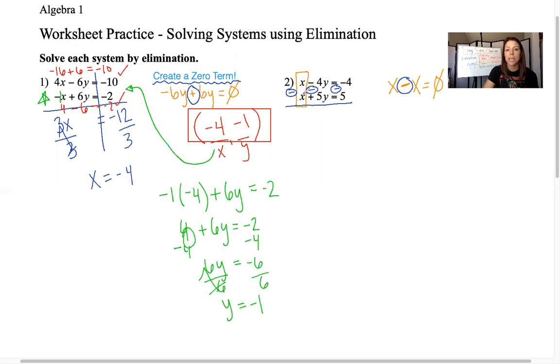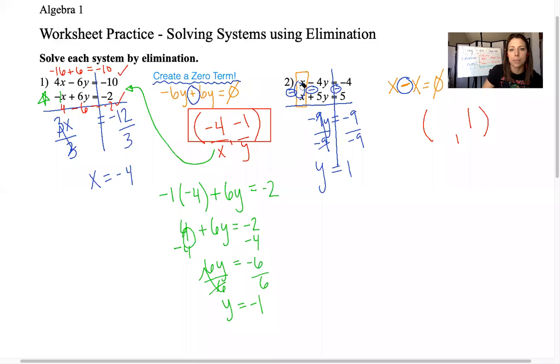So here we go. x minus x is 0. -4 minus positive 5y, oops, I forgot to put my line in, is -9y. And -4 minus 5 is -9. Now we can go ahead and divide to solve for y. That creates a big 1 factor, and y is 1. So in our solution here of x and y, we now know that y is 1. I feel like that was unnecessary. Okay, now we need to substitute.